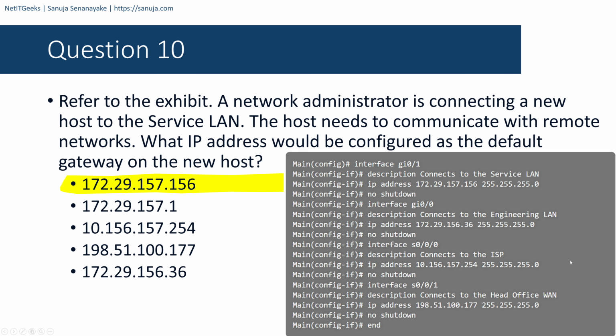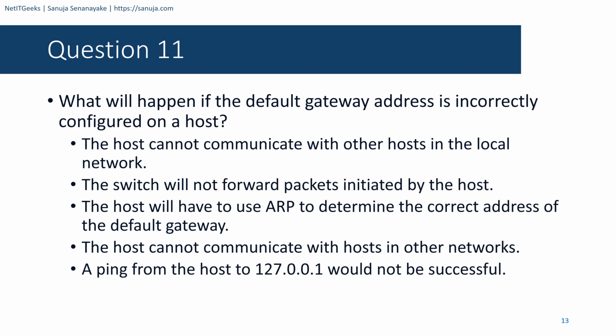But here's a really good exam question that some people may get confused by. Question number 11: What will happen if the default gateway address is incorrectly configured on a host? For example, in the previous exam screenshot, the network administrator entered an incorrect default gateway configuration, or something was incorrectly entered on the host itself. In this question, it's specifically focusing on the host.